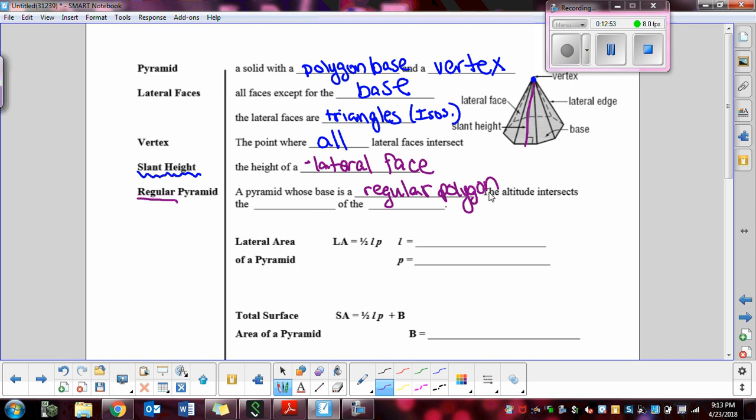Polygon. The altitude intersects the center of the base. So it just goes down straight to the center of the base. Okay, the lateral area of a pyramid is 1/2 the slant height times the perimeter of the base. Remember, L, italicized L, is slant height. This is something that's kind of new. And P is the perimeter.